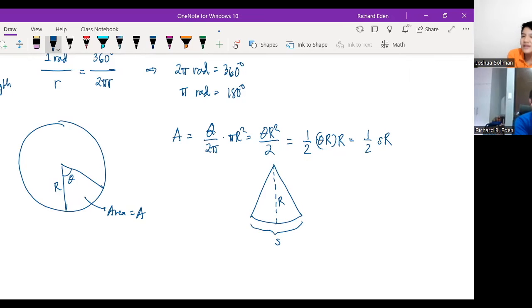Pwede rin po isipin the triangle is just a special case of this, because let's say the curve keeps on receding. The curve gets smaller and smaller till it's effectively just a straight line.